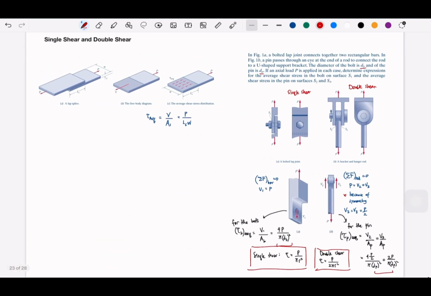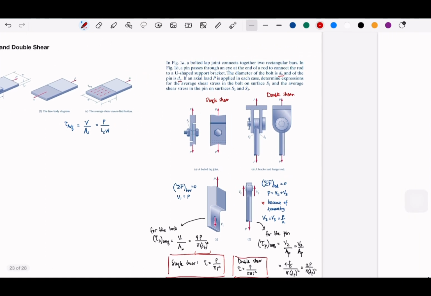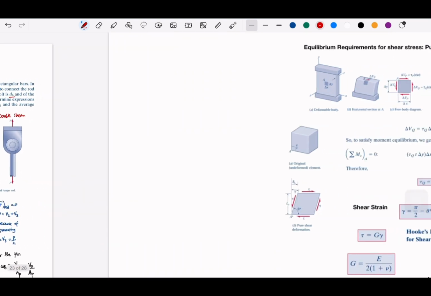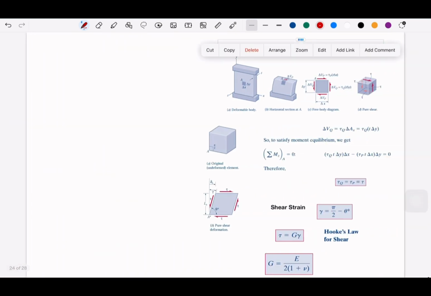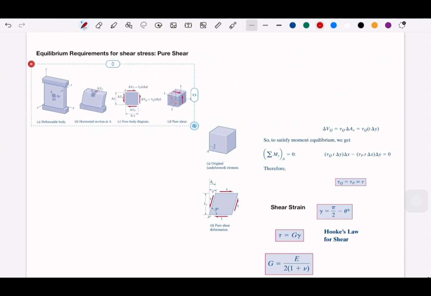Okay, now let me go through. Okay, next is... so the next page, I will talk about some theory, not really much on the practical side, but more on the definition. So this will be about the equilibrium requirements. Okay, so we are going to see what is the pure shear.